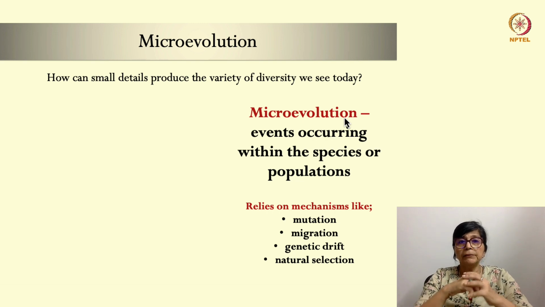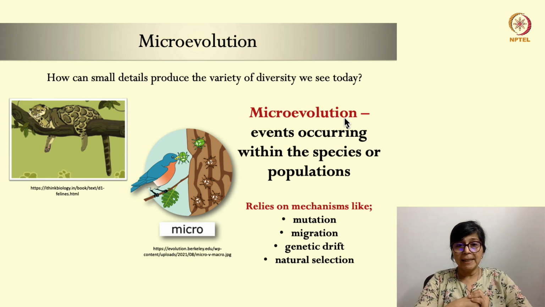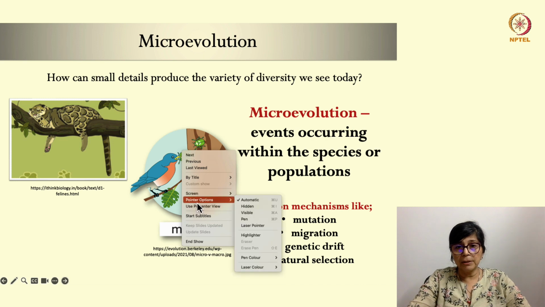First, we will proceed with two concepts in evolution that you have already studied. The first is microevolution. What do we understand by microevolution? Microevolution is actually the events occurring within the species or population, as I have given here. So, from this figure, say for example, you can see the species happening within a population. Take the example of this bird sitting on this tree. Let me put my pointer out.